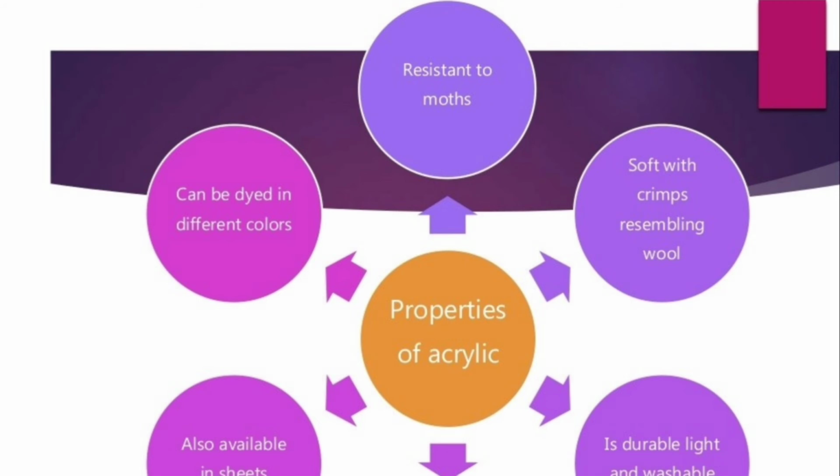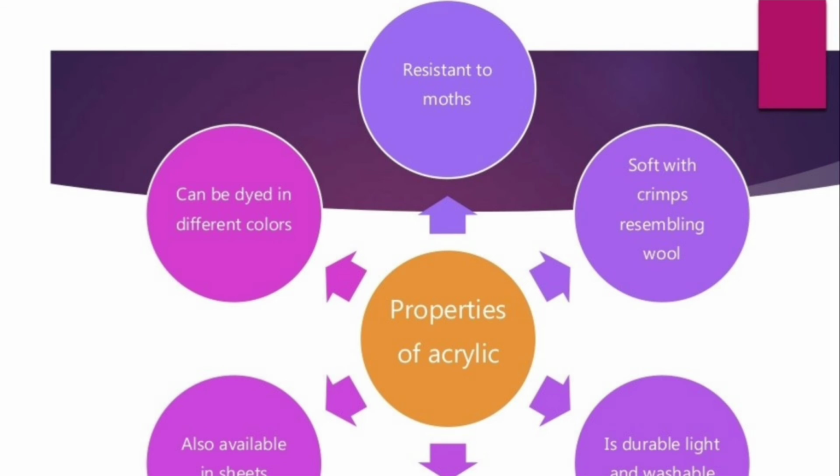Acrylic is also easily available and cheap. It can be dyed easily. It is resistant to moth. It is soft with crimps, resembling wool. It is similar to wool. It is durable, light, and washable. That means it is long lasting, light in weight, and can be easily washed.